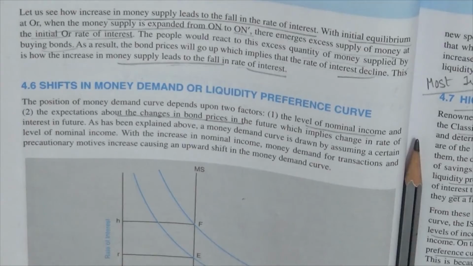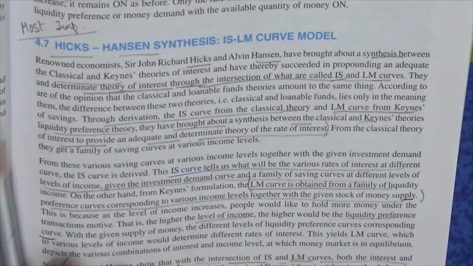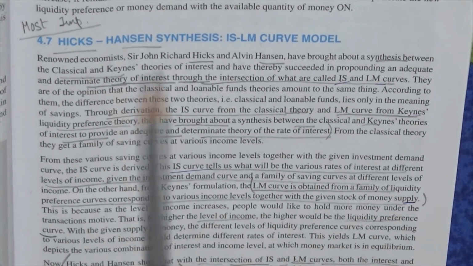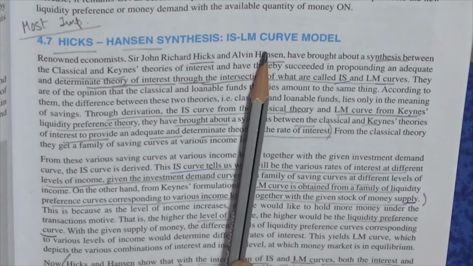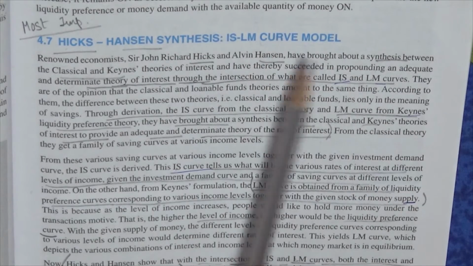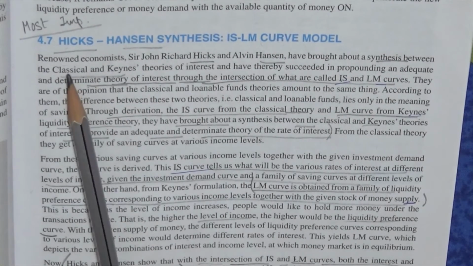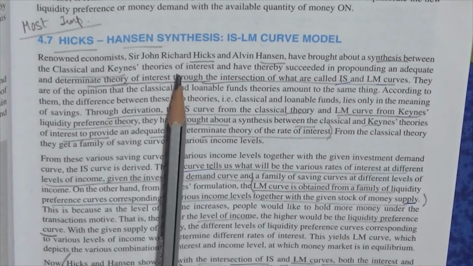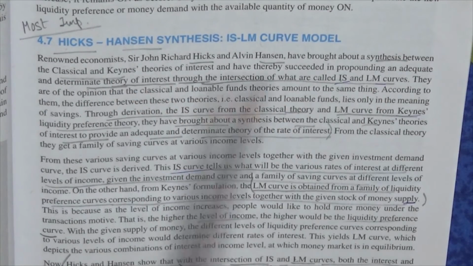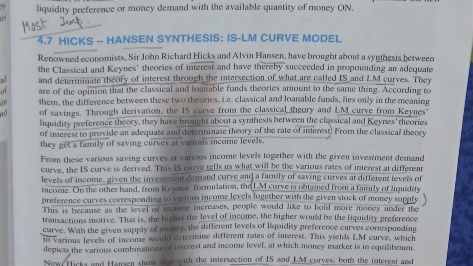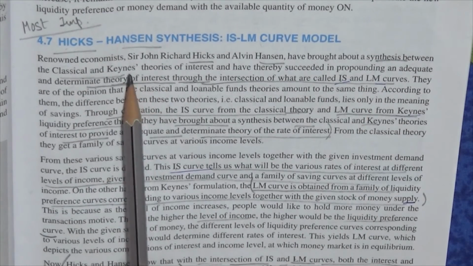Okay, got it? So this is very important, the Hicks-Hansen synthesized IS-LM curve model. There are two renowned economists, Sir John Richard Hicks and Alvin Hansen. They brought a synthesis between the classical and the Keynes theory of interest. So there are two theories, one is the classical theory and another the Keynes theory of interest. The IS curve comes from the classical theory and the LM curve comes from the Keynes liquidity preference theory.